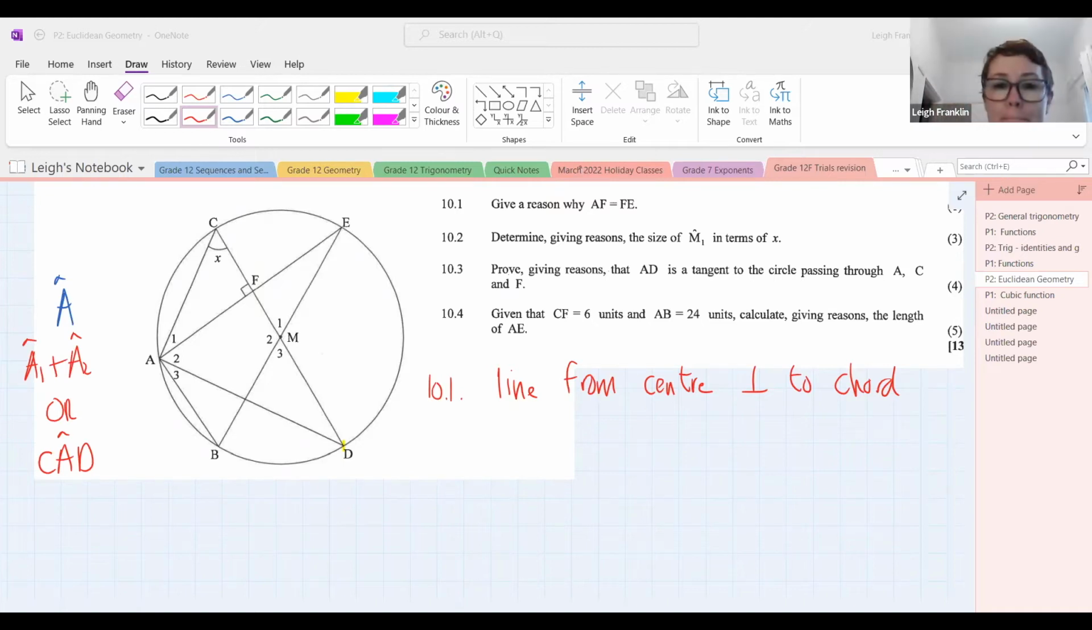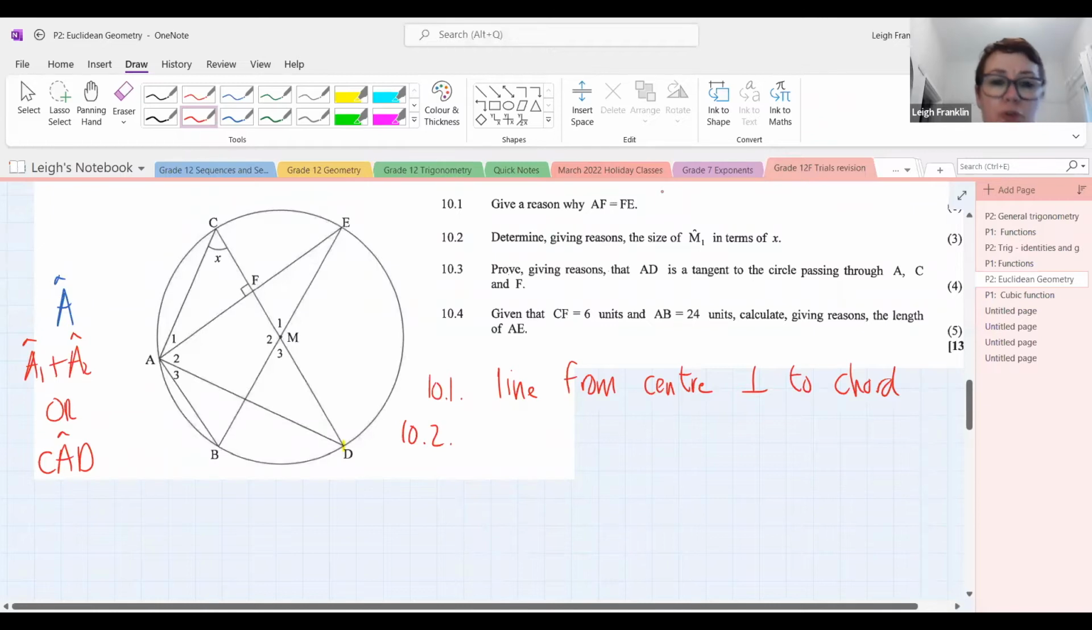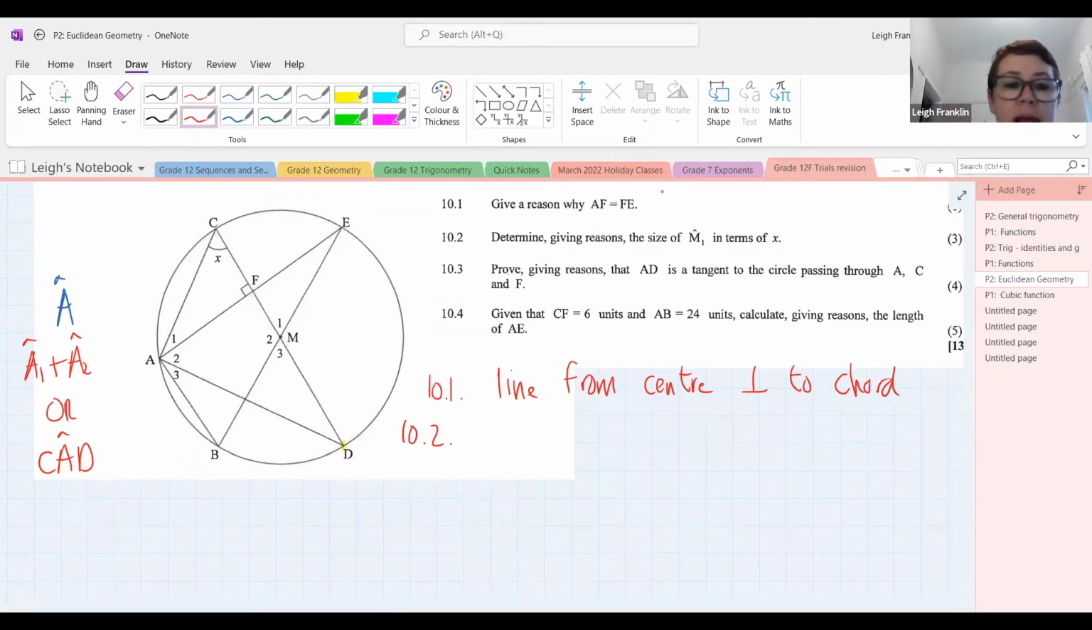All right, next question, 10.2. Determine the size of M1 in terms of X. So now we have to try and figure out the relationship. Okay, so you're saying a bow tie theorem.